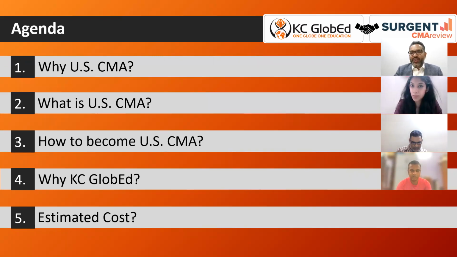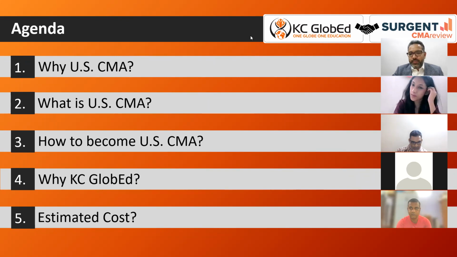Lastly, as we are all Indian, our decisions are majorly based on the estimated cost. So the fifth agenda item is the estimated cost to become a US CMA, for the student as well as for the professional. I'm sure that going through all these five agenda items will resolve 80 to 85% of the questions and doubts you have in your mind.